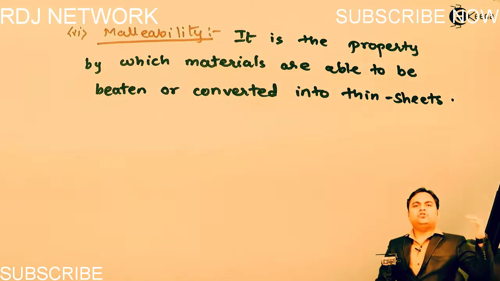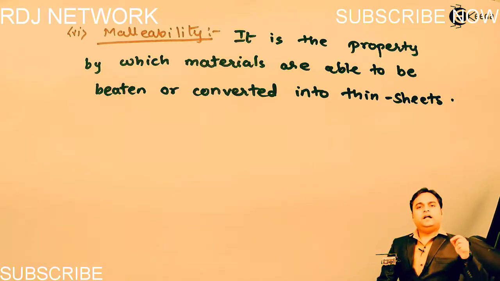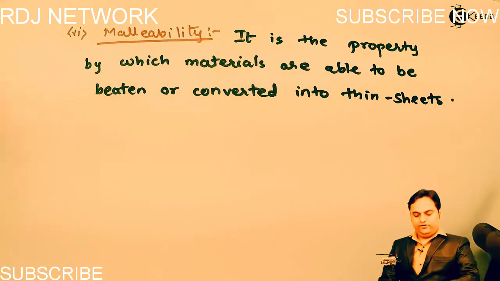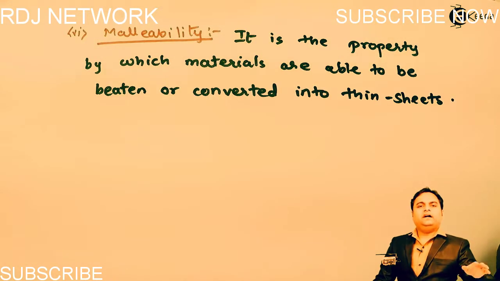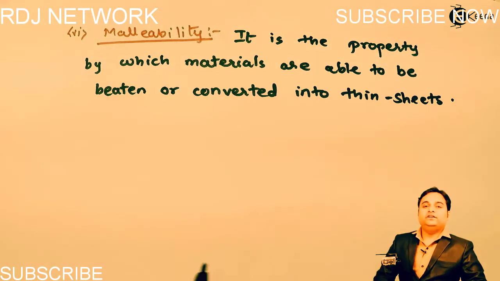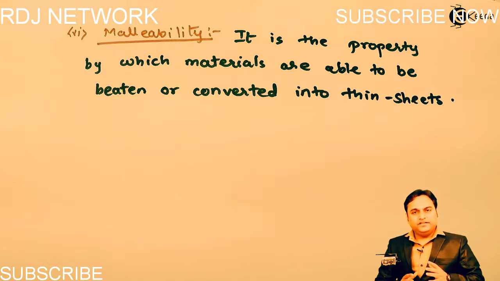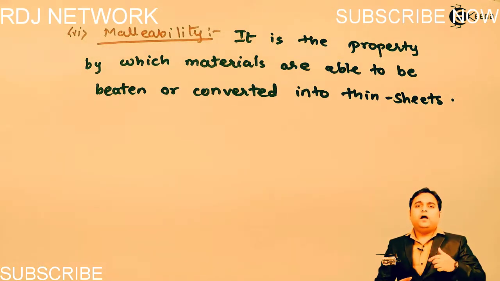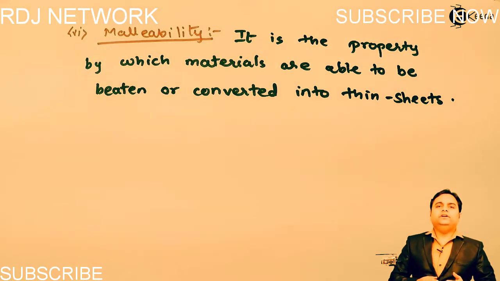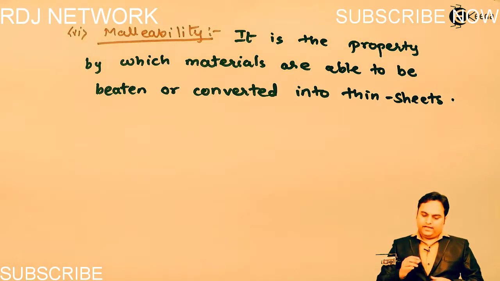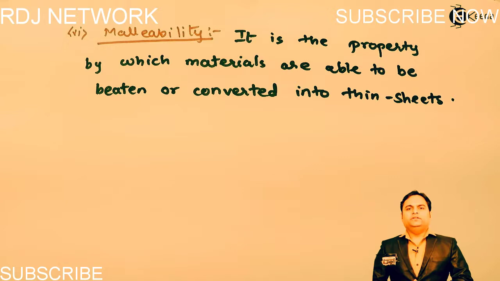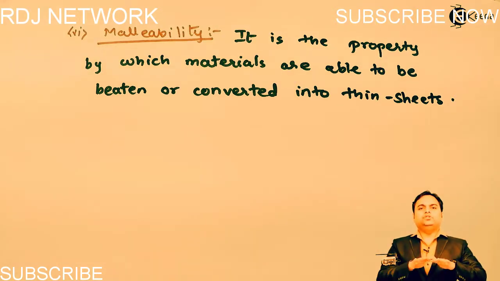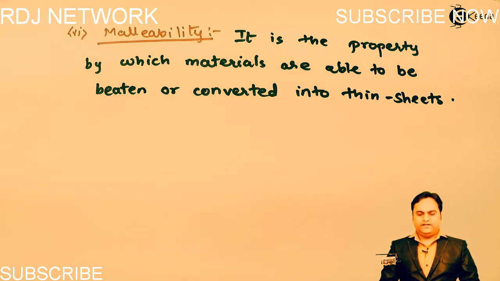See, whatever sheets of metal we are seeing, that metal has the property of malleability. That is why it is converted into sheets. Like I have given you the example of ductility. In ductility, the materials have the property by which they can be converted into thin wires. In case of malleability, the materials have the property that they can be converted into thin sheets of metal, which we can use in some of the applications.